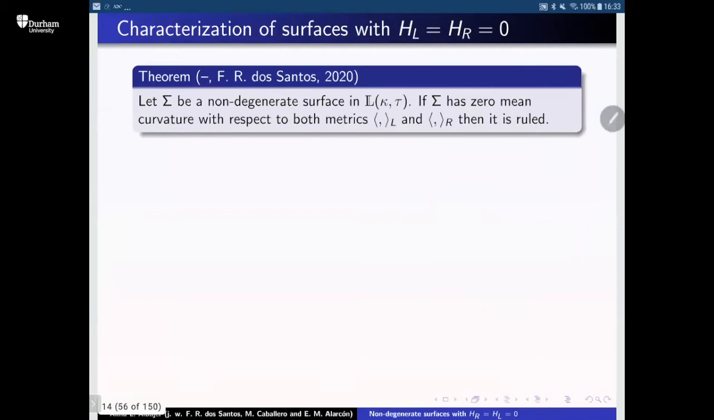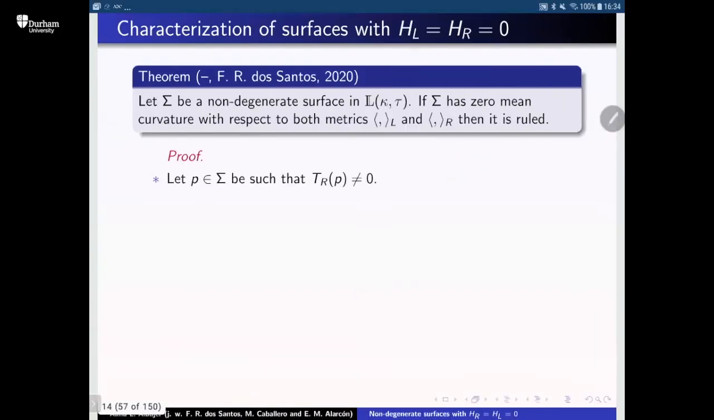Okay, so let me give now the ideas to prove our first main result, which is the generalization of the works I stated in the introduction. So let me show that if sigma is a non-degenerate surface in L kappa tau, and if it has zero mean curvature with respect to both metrics, then it is ruled.